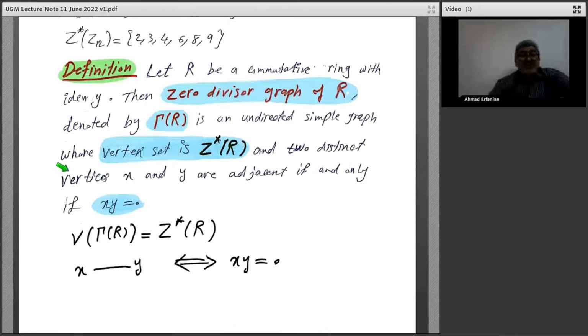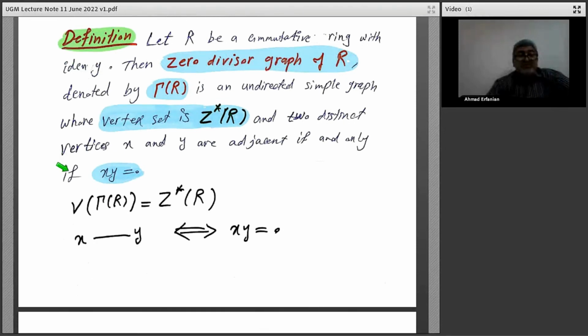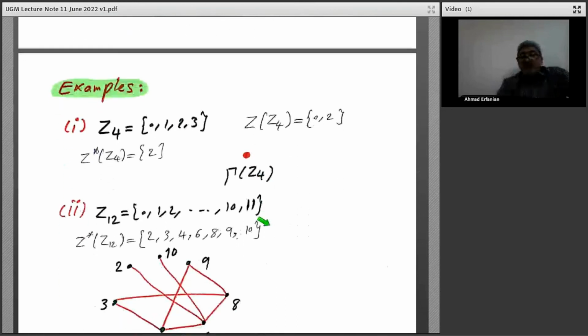Here are some examples for the zero divisor. Right? Now I'm going to define the zero divisor graph. For the zero divisor graph of ring R, the vertex set is Z star R, the non-zero zero divisor elements. If X and Y are in Z star R, we say that X is adjacent to Y if and only if XY is equal to 0.